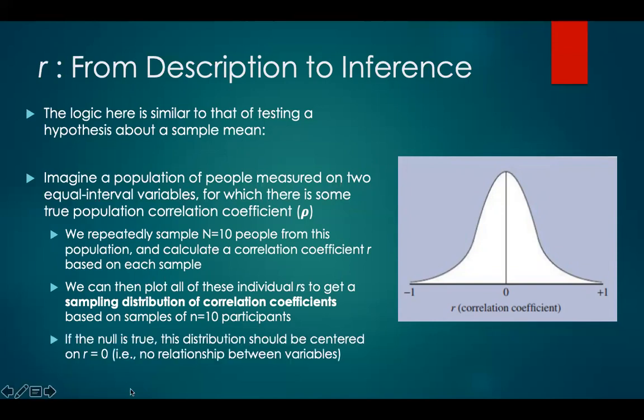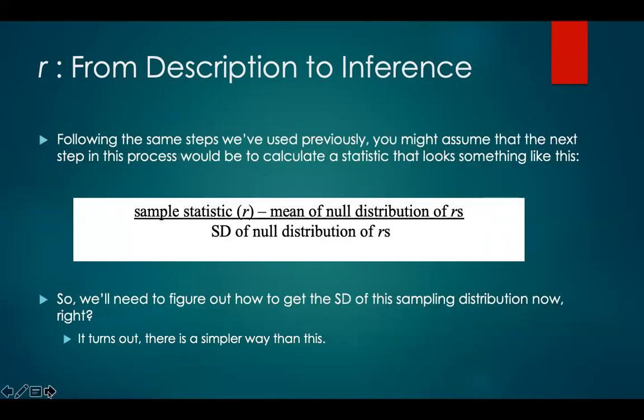Now, if the null is true, the distribution should be centered around R equals 0, that is, no relationship between the variables. Following the same steps we've used previously, you might assume that the next step would be to calculate a statistic that looks something like this: your sample statistic R minus the mean of the null distribution of R's, divided by the standard deviation of the null distribution of R's. So we'll need to figure out how to get the standard deviation of this sampling distribution.